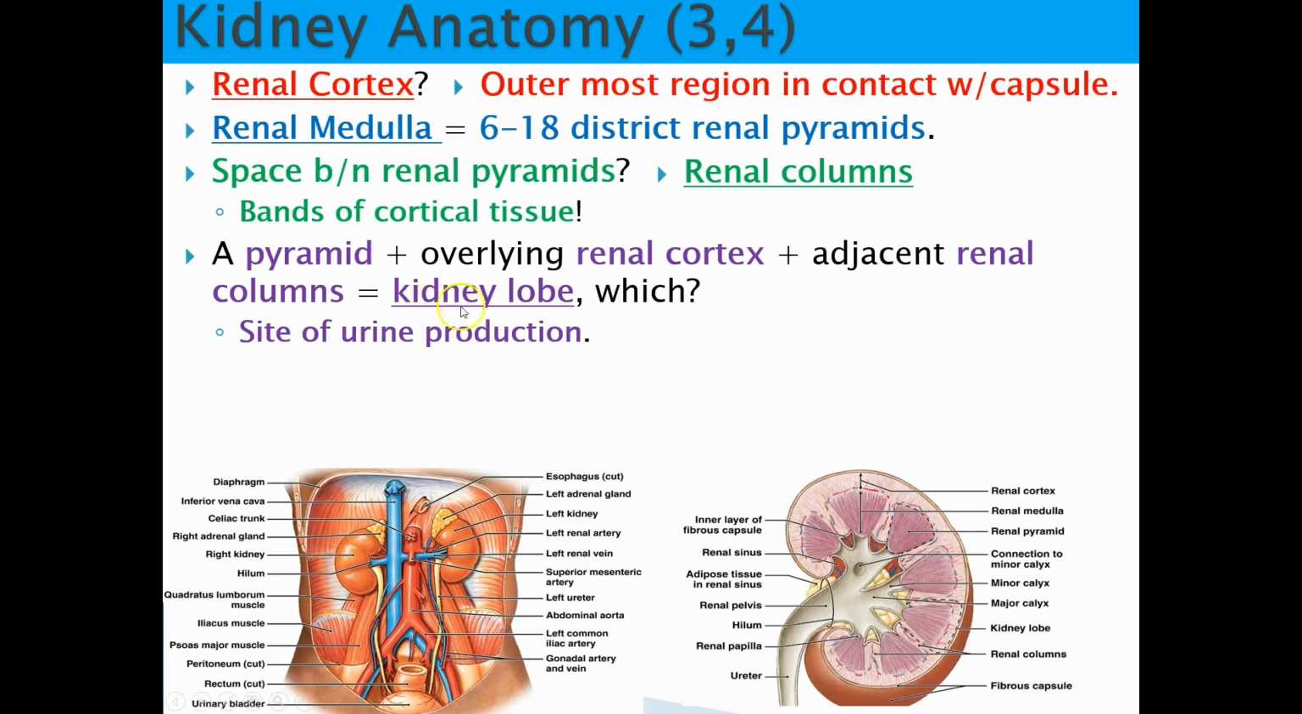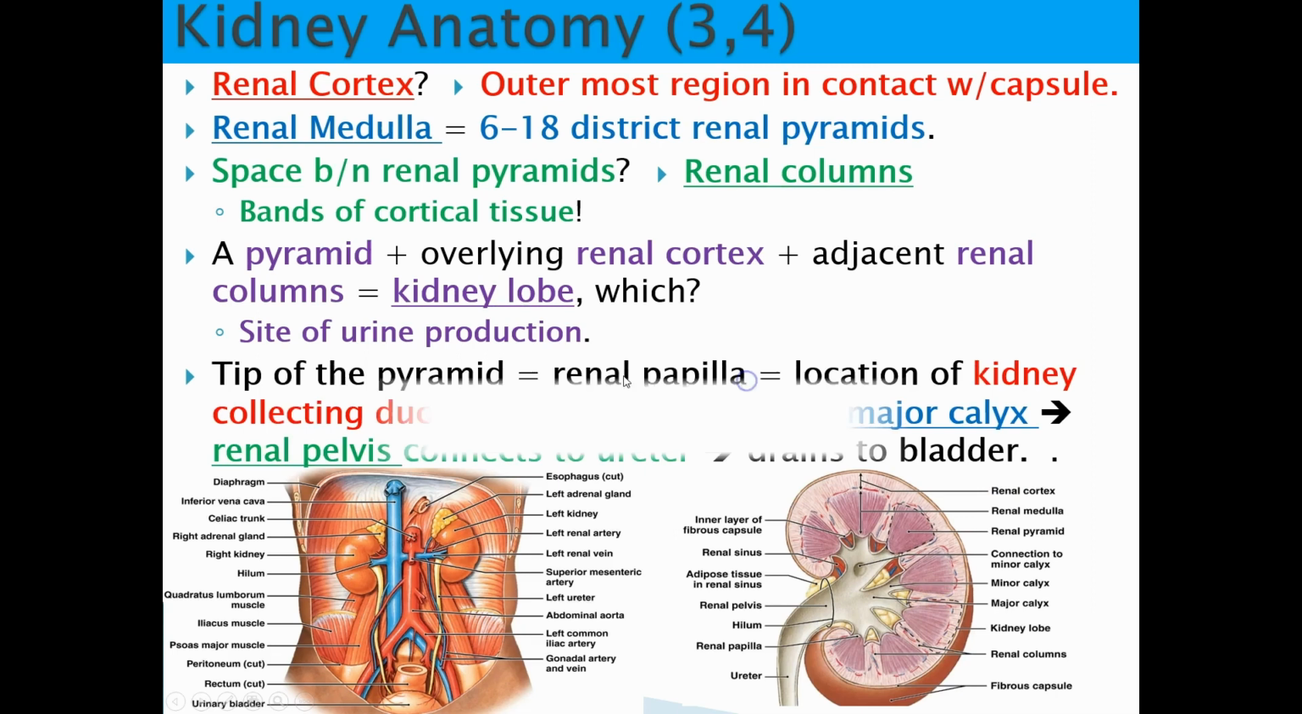It's pretty rare that I say kidney lobe, but understand the kidney lobe is the functional unit of the kidney. It's the macroscopic functional unit of the kidney. I say that because the functional unit of the kidney is going to be the nephron, but the large functional unit, i.e. the macroscopic view, we tend to say it's the kidney lobe.